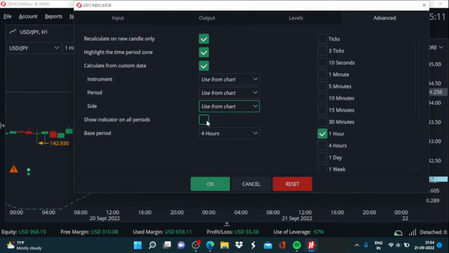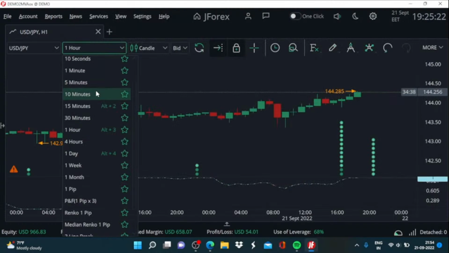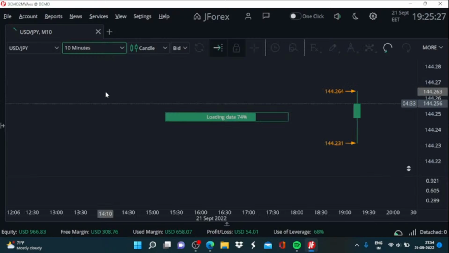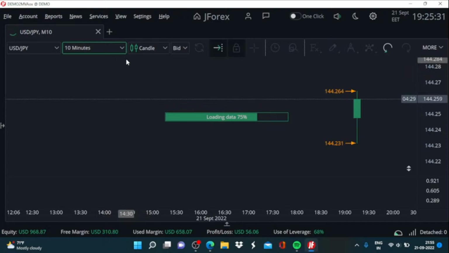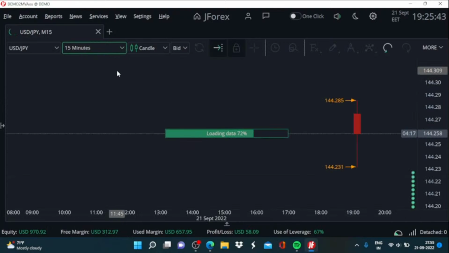If you want the indicator to be available for all the candle periods whenever you change the chart, you have to opt in for this. Else you have to define individually on which time frame you want the indicator to be available, and only on those time frames the indicator will be available, and on other time frames the plotting of the indicator won't be there. Now this is the USD JPY 10 minutes chart being loaded. It's taking a little bit of time. Let's try out different combination, 15 minutes.